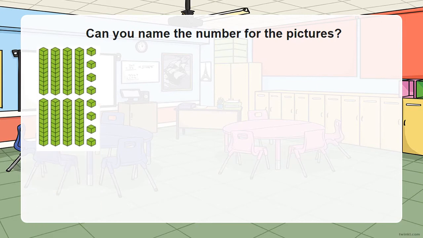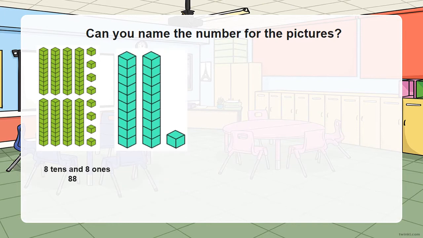Now, let's look at the place value blocks and see if we can count our number. Can you name the number for this picture? How many tens are on there? And how many ones? That's right. There are 8 tens and 8 ones, so the number is 88. Let's look at the second one. How many tens? How many ones? There are 2 tens and there is 1, so the number is 21.